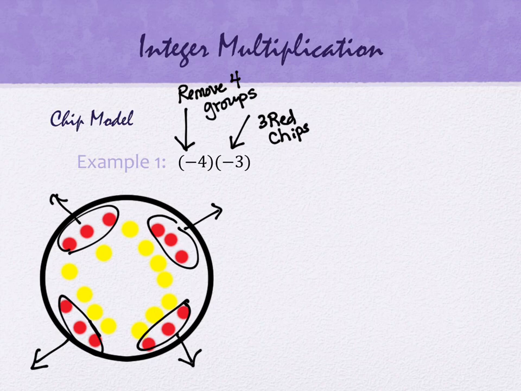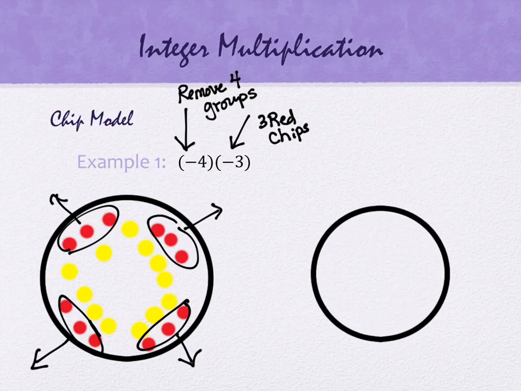Okay, so the original circle is worth 0. It's got a bunch of reds and a bunch of yellows in equal amount, so that's why it's 0. And then I'm removing 4 groups of 3 red chips. What does that leave in my circle?